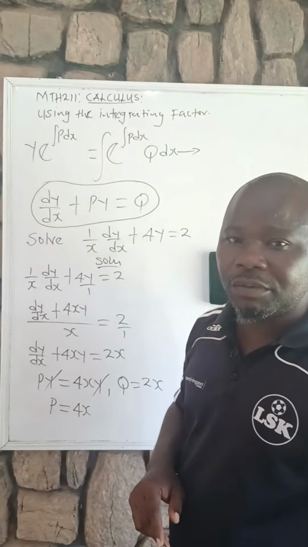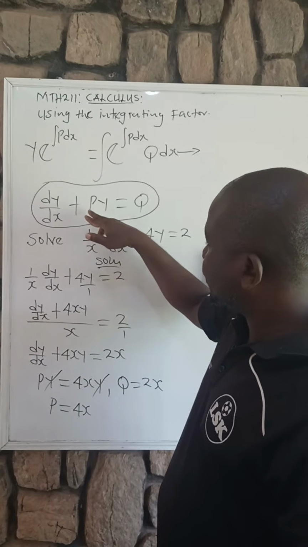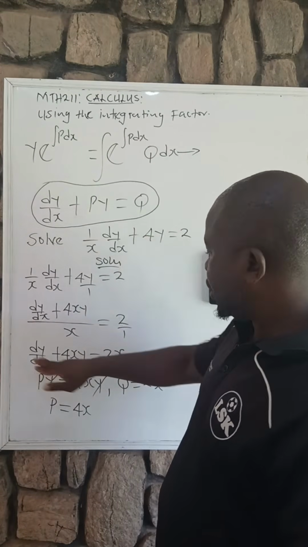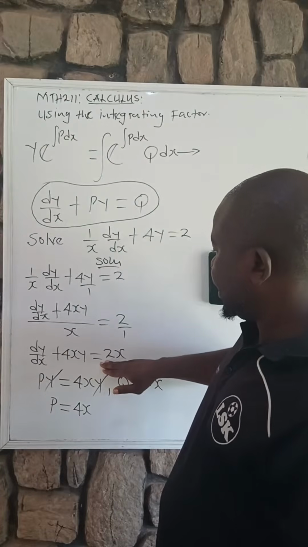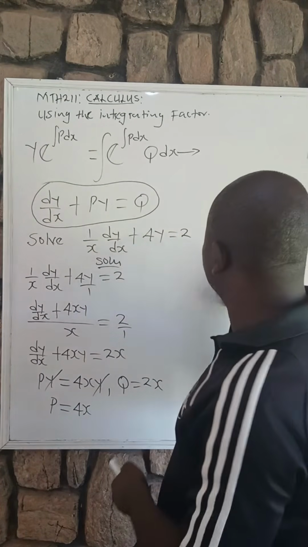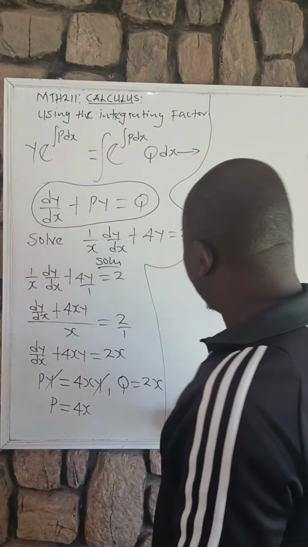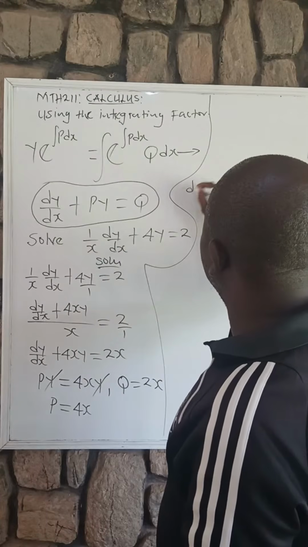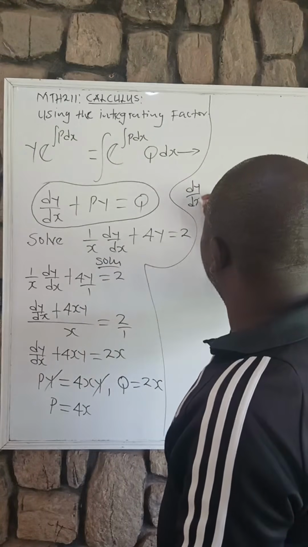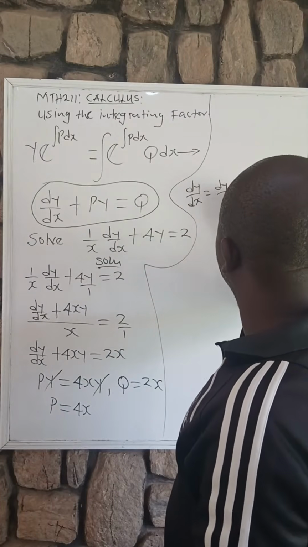Do you agree with me? Then you now come back to where you equate this first order differential equation to this one. That is what I mean, you equate it this way. Here we have dy all over dx.